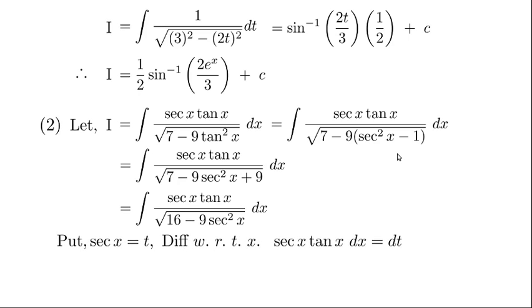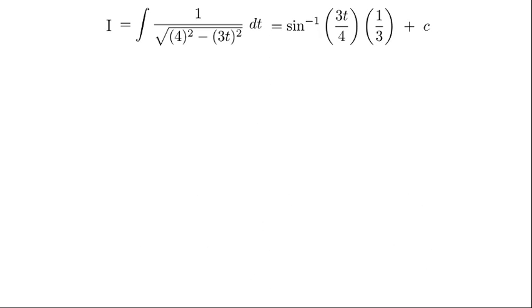So now I substitute sec x equal to t. Its derivative sec x tan x, so sec x tan x dx equal to dt. So the problem changes to integration of 1 upon root of 16 minus 9t square. 16 is written as 4 square, 9t square is written as 3t the whole square. So that is sin inverse of 3t by 4 into 1 by 3. Now put back the value of t. So it is 1 by 3 sin inverse of 3 sec x by 4 plus c.